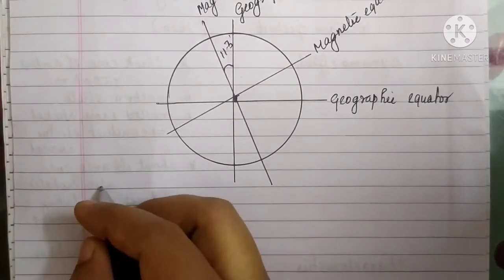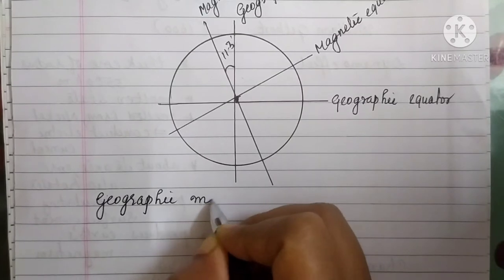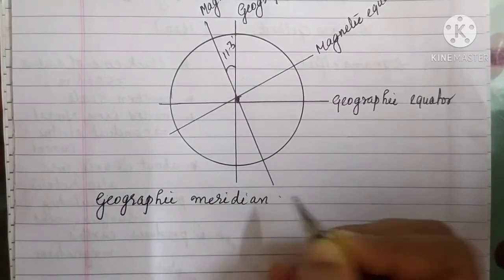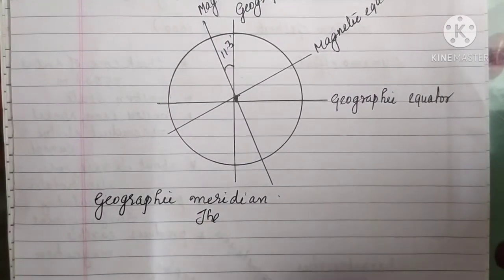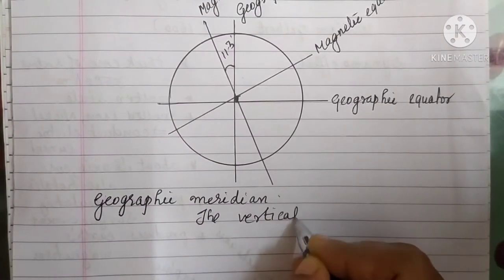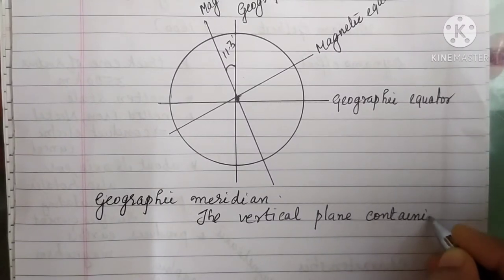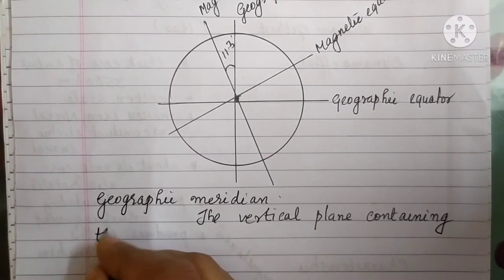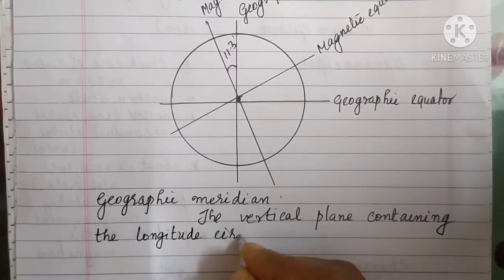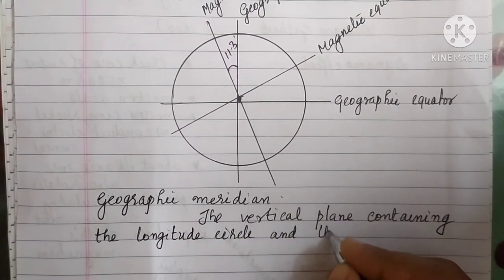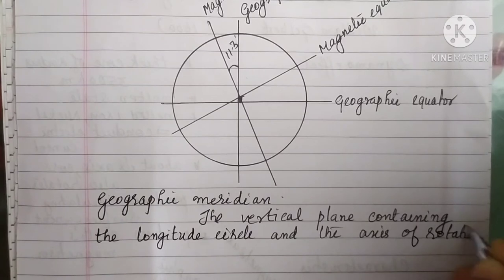So next is geographic meridian. Next term, geographic meridian. So this geographic meridian means it is the vertical plane containing the longitude circle and the axis of rotation. So what is geographic meridian?